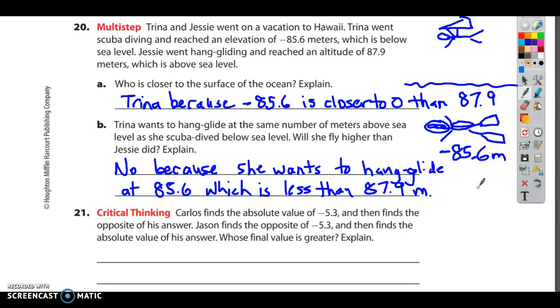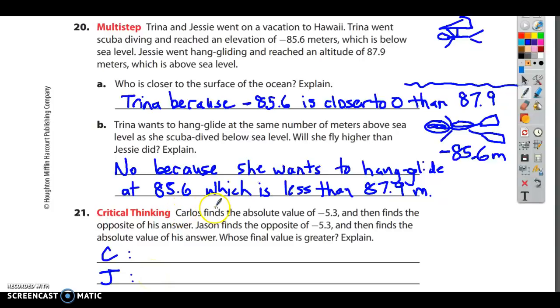All right, we are on number 21, critical thinking. Carlos finds the absolute value of negative 5.3 and then finds the opposite of his answer. Jason finds the opposite of negative 5.3 and then finds the absolute value of his answer. Whose final value is greater, and explain. A lot of kids say they're the same, but they're not. Here's what I'm going to do. I'm going to go through left to right what Carlos does, and then I'm going to go through left to right what Jason does. So C stands for Carlos, J stands for Jason.